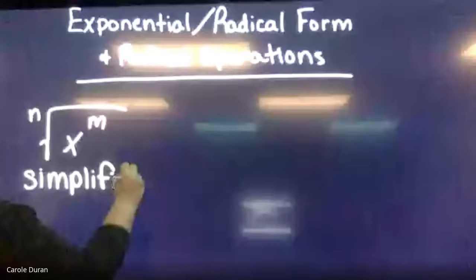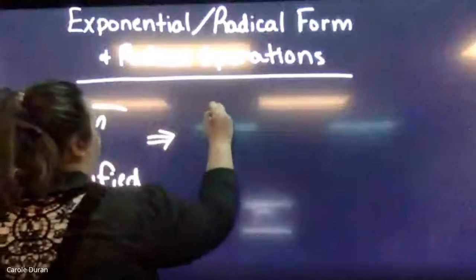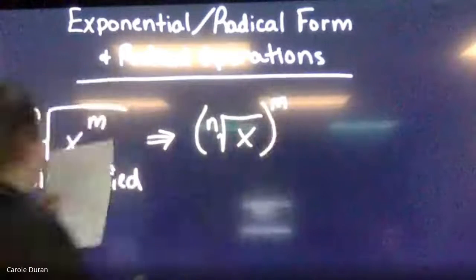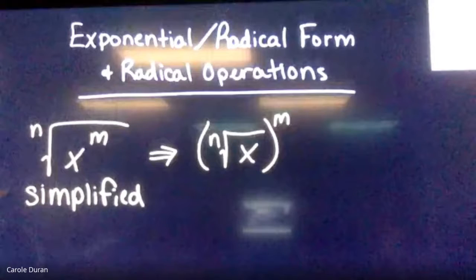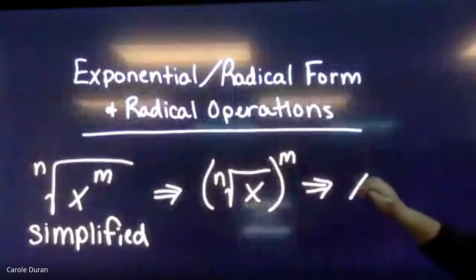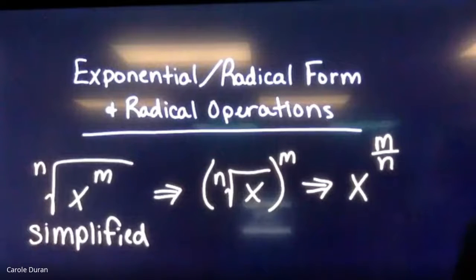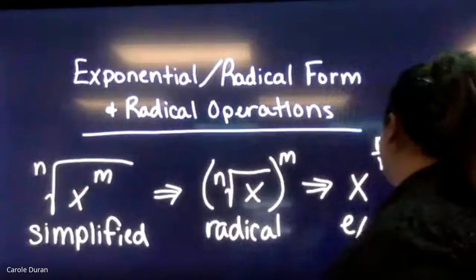If I wanted to write it in radical form, that would be the nth root of x all raised to the m power. If I wanted to write it in exponential form, that would be my variable x to the exponent over root power, so m over n. This one is called radical form. And this is called exponential.